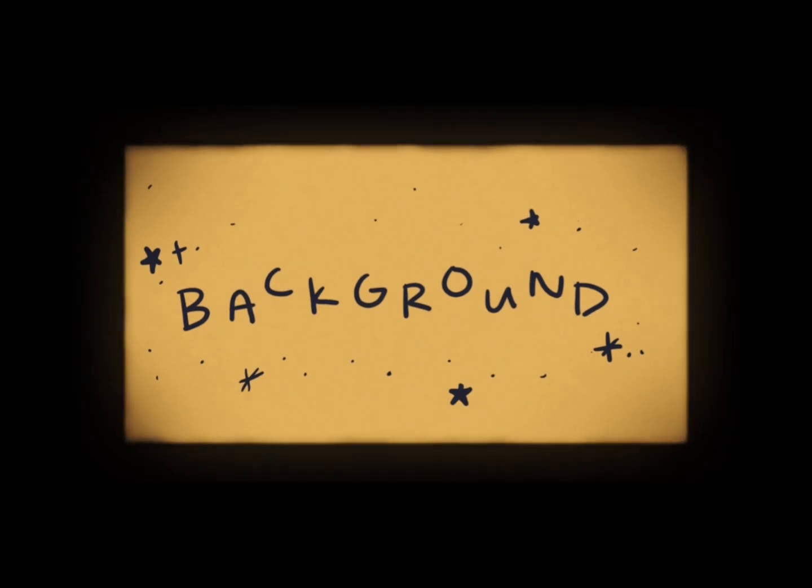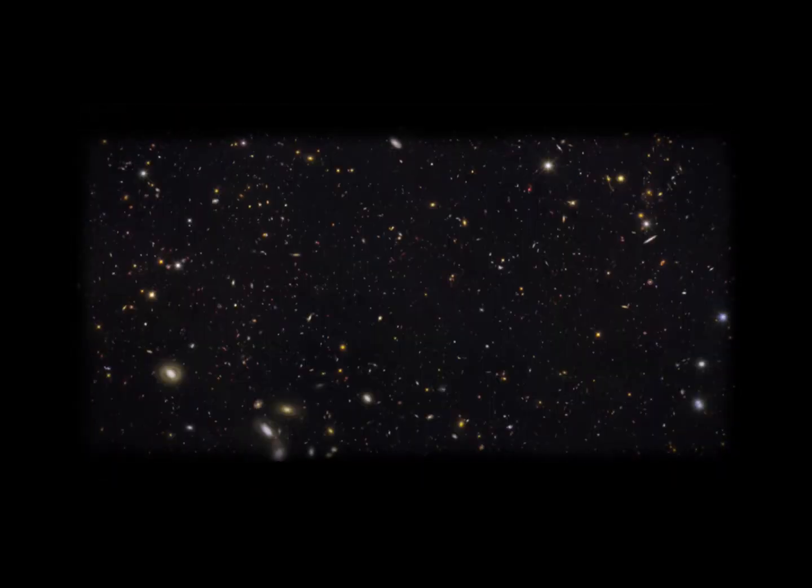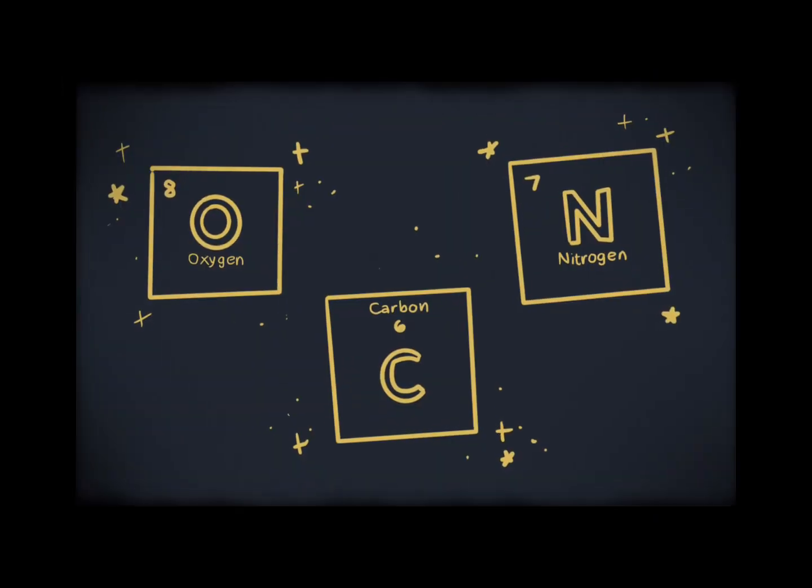But first, some background. When we think of interstellar space, we often think of a cold vacuum of nothingness, but this is not strictly true. Between the stars in our galaxy is what is known as the interstellar medium, or in other words, the matter and radiation that exists between stars. It is comprised mainly of hydrogen, followed by a smaller amount of helium, and trace amounts of heavier elements such as carbon, oxygen, and nitrogen.